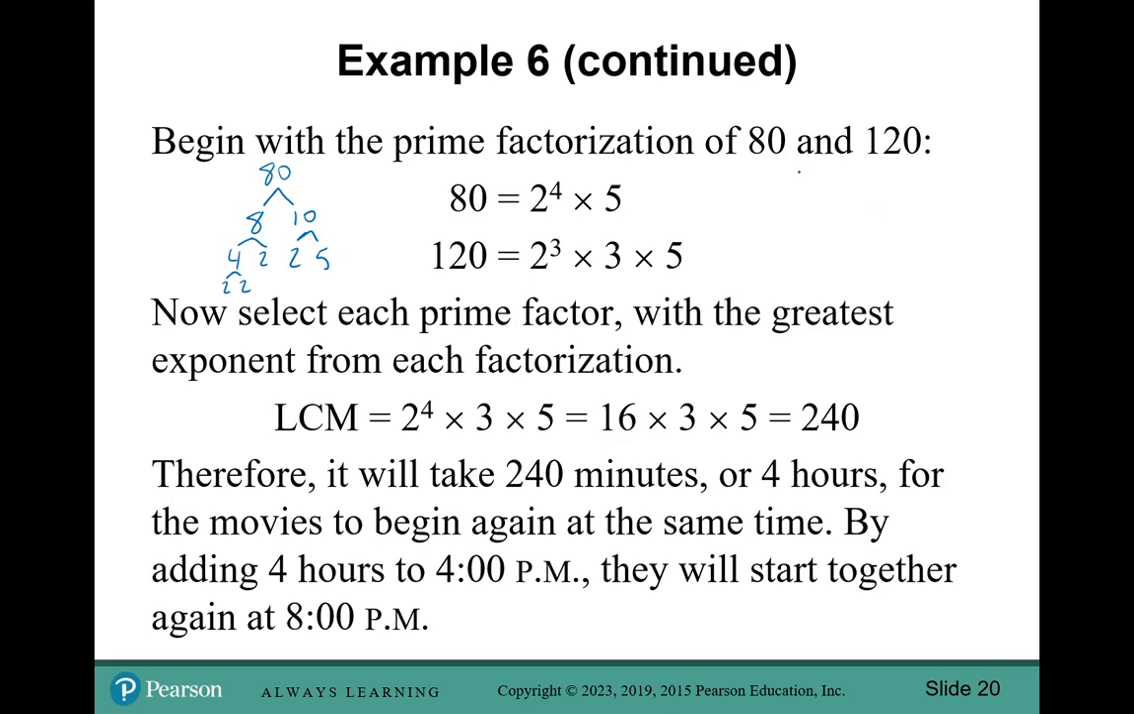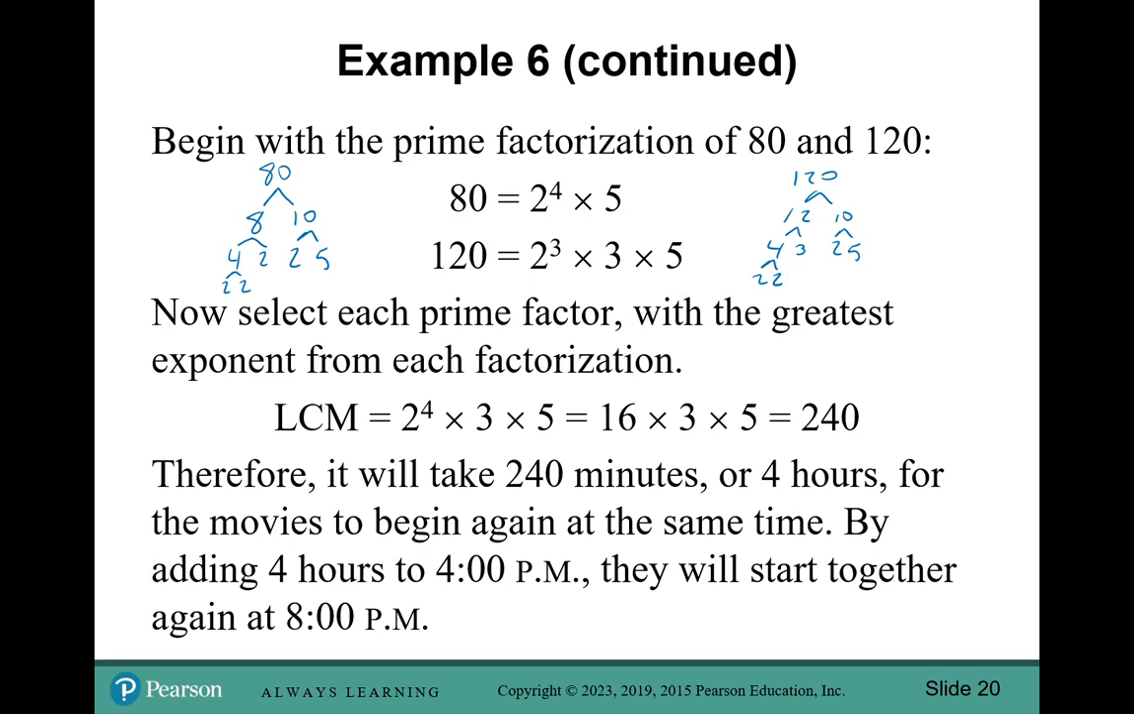We can also break down this 120. I'm going to break that down into 12 and 10. The 10 I'm going to break down into 2 and 5. The 12 I'm going to break down into 4 and 3. And the 4 I'm going to break down into 2 and 2. So here we can see we have 3 of these 2's, so 2 to the 3rd. We have a 3 and a 5.